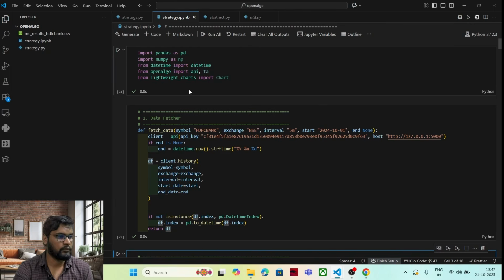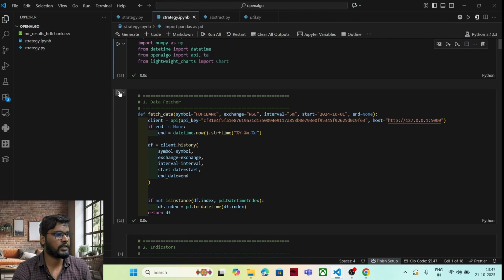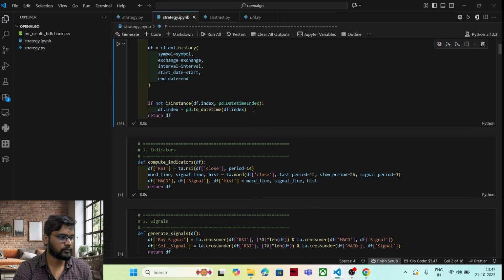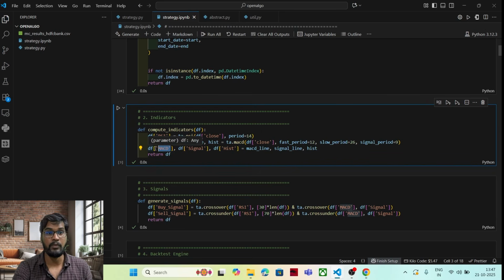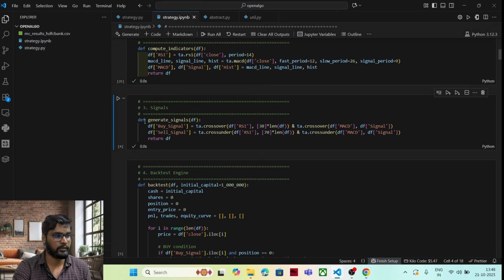Let me walk through the code. First of all, I'm importing all the required modules. Then I'm fetching the data for HDFC Bank, of 5 minute interval starting from 1st of October 2024. Once I fetch the data, I'm calculating RSI and MACD for each time interval. Once I've calculated them, next I'm generating the signals.